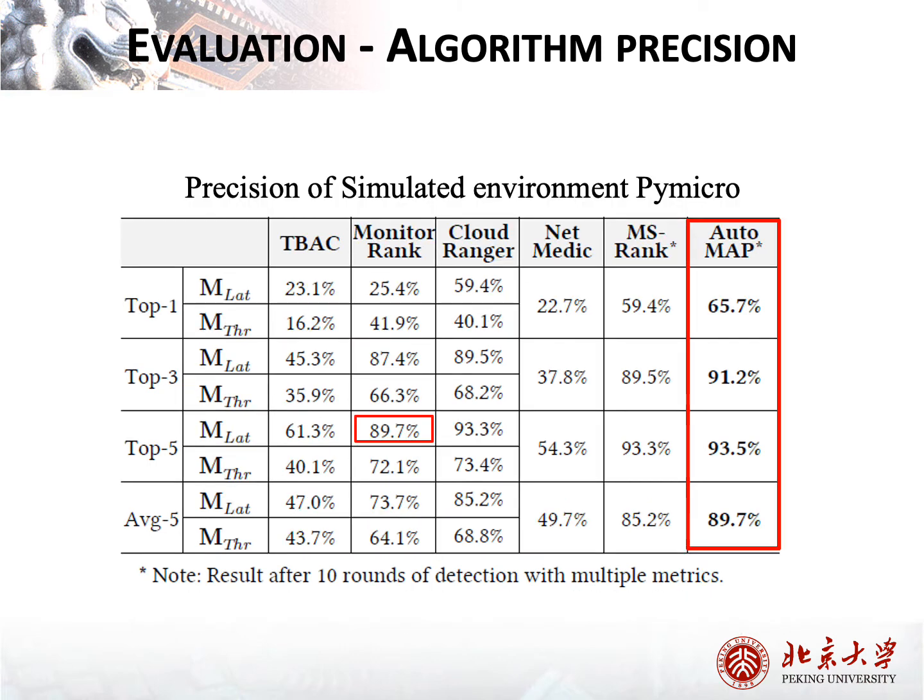Overall, the result shows AutoMAP outperforms other algorithms in terms of accurate precision. It provides a precision of 65.7% in top 1 and 93.5% for top 5. Also, for top 5 accuracy, we find monitor rank has an 89.7% precision, which is the runner-up approach.